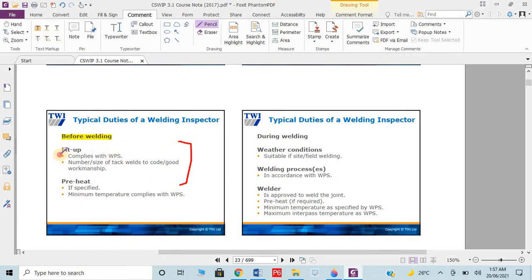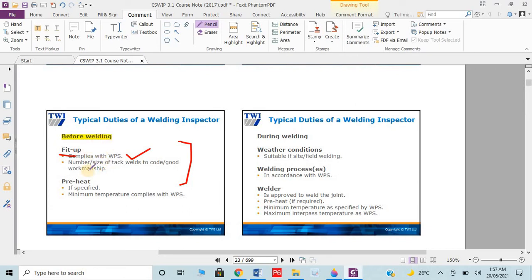Before welding, he should check the fit-up, because remember one thing, on the basis of fit-up, your welding quality can be achieved. So fit-up should be in compliance with the WPS. Number, size, tack welding, etc. should also be according to our WPS. So welding procedure specification, I am repeatedly mentioning this term, I will elaborate once in future.